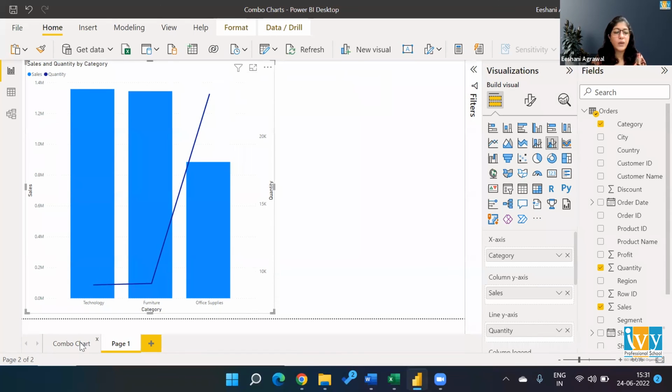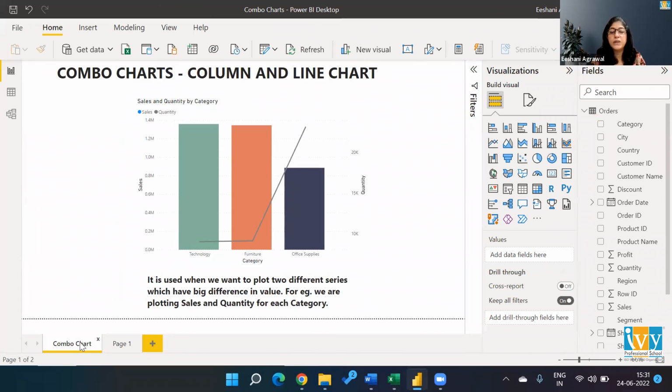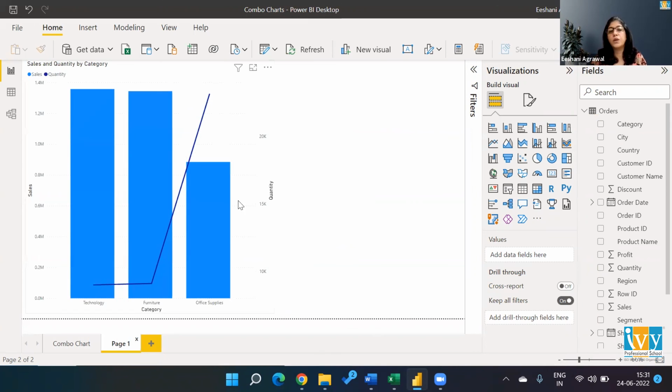So once again, why do we need a combo chart? We will need a combo chart when we're trying to plot two series which have a difference in magnitude. Because if plotted on the same common y-axis, one is almost non-existent. So in order to give a good visual understanding to the end user, we use a combo chart, which means a combination of two charts. And today we used a column chart and a line chart to present that.